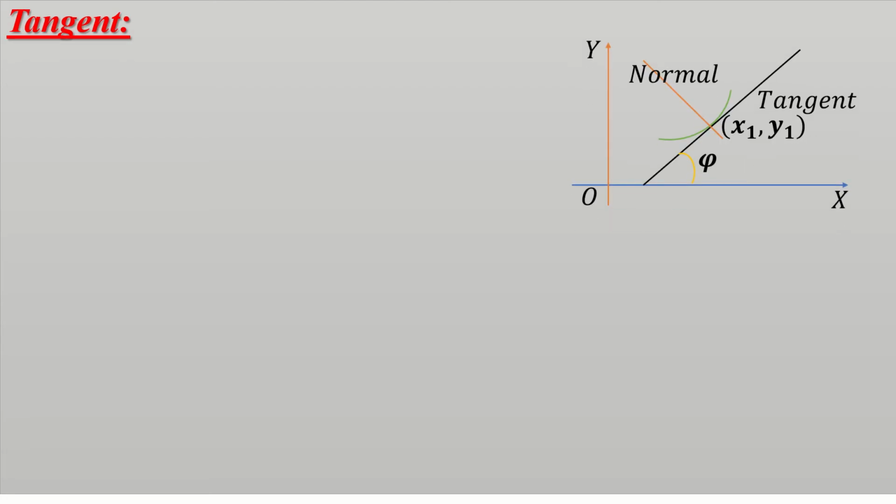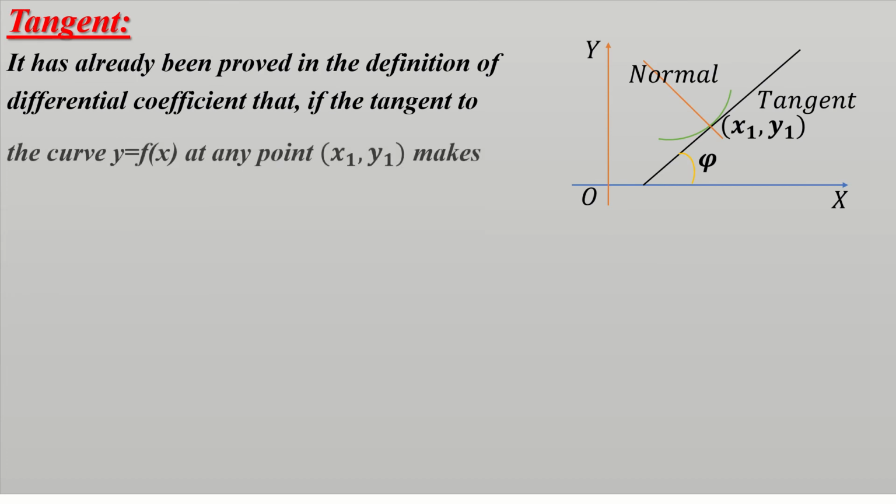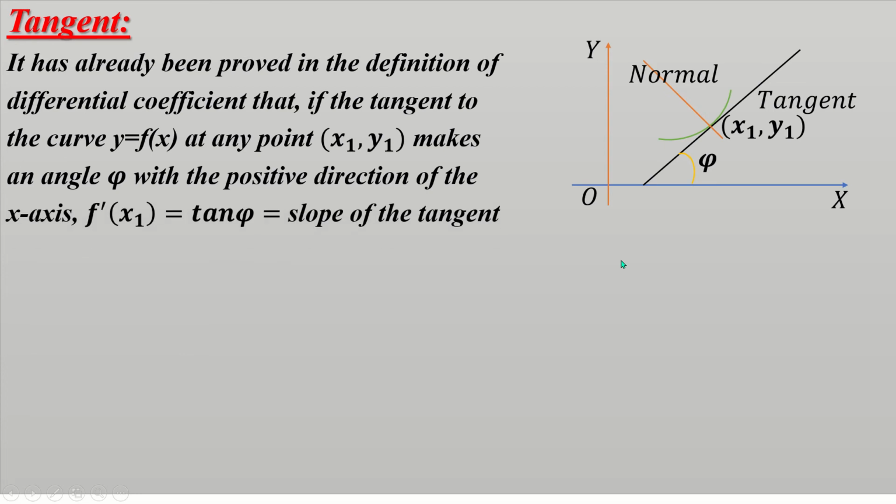Tangent. It has already been proved in the definition of the differential coefficient that if the tangent to the curve y equals f of x, that means this curve, at any point (x1, y1) makes an angle phi with the positive direction of the x-axis, then f prime x1, that means the first derivative, equals tan phi. This equals the slope of the tangent at the point (x1, y1).